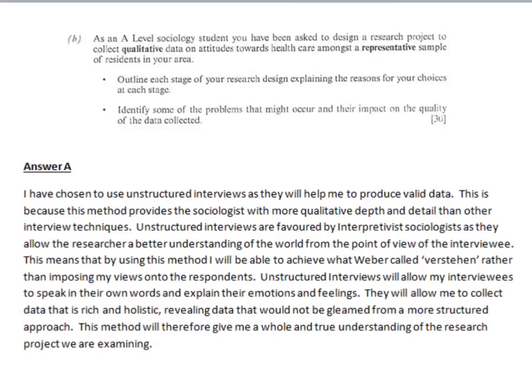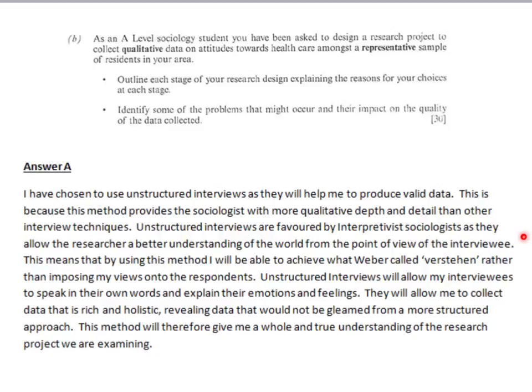Let me try and make this important aspect of exam technique a little bit clearer by looking at a couple of examples. So here we've got a question, so we can see that in this case the instruction is to collect qualitative data, and the topic is attitudes towards healthcare, and the target population is a representative sample of residents in your area. Just hit the pause button and have a read through answer A and see what you make of it.